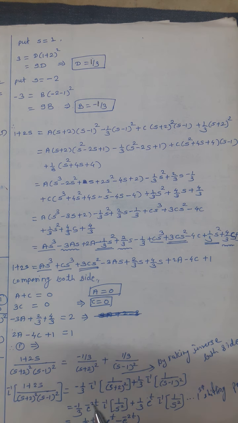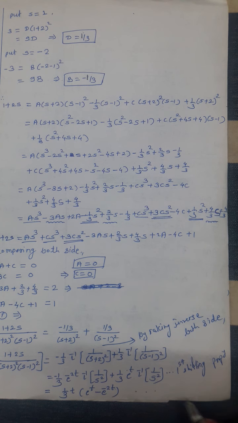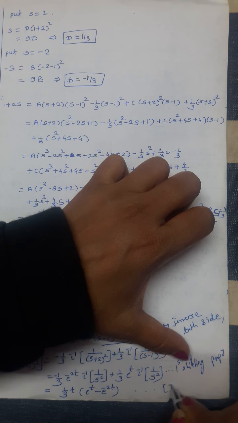Now L inverse of 1 upon s square is t raised to 1 upon 1. This is common, 1 by 3 is common, and this is the answer. L inverse of 1 upon s square is t only. Here you can write one more step here, L inverse of 1 upon s square is t only. That's why take t common, 1 by 3 common, and take the positive term first, that is e raised to t here, and minus this negative term, e raised to minus 2t. This is the answer for our question.